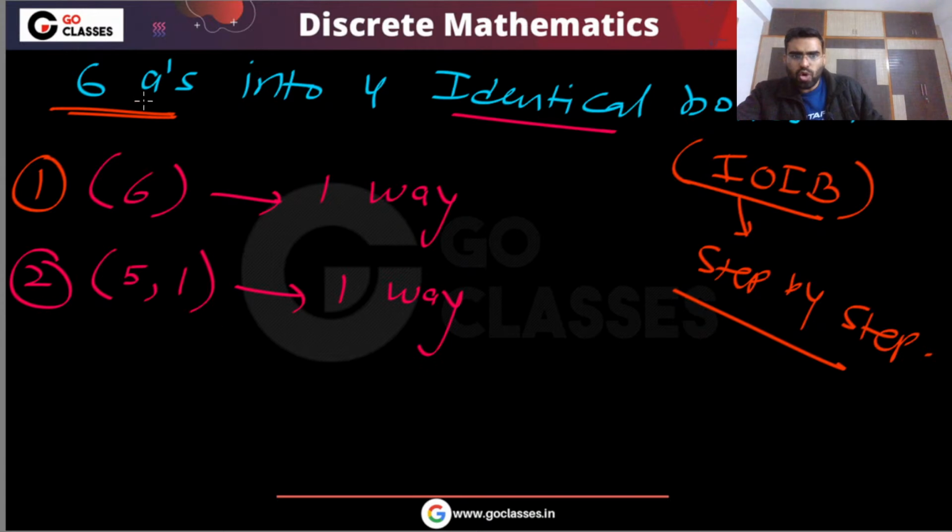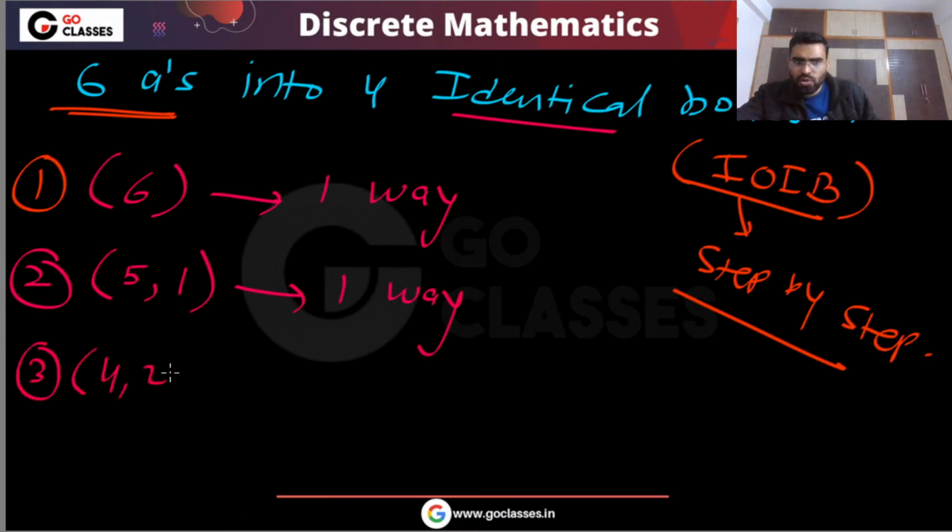Again, why? Because all apples are the same. It does not matter which 5 apples you are taking or putting together. Only one way is there, because all the apples are the same and all the boxes are the same. So it does not matter in which box you are putting. So 5 apples you put in one box, one apple you put in another box.